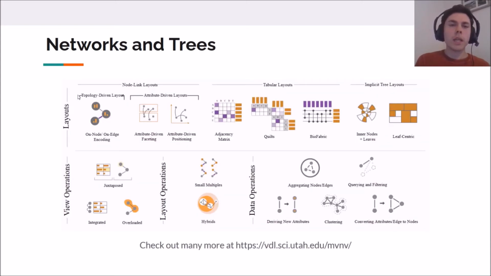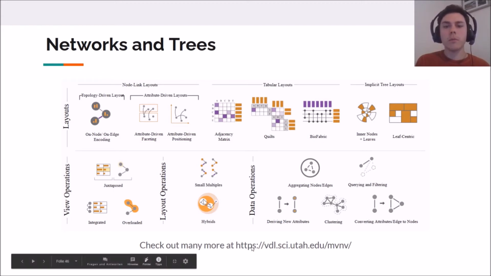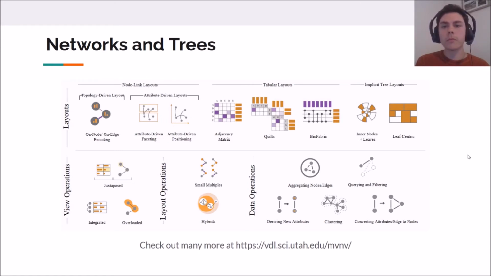This is why people came up with many more different ways of visualizing network and tree data. And for this kind of data, I just want to refer you to a really nice website about multivariate network visualization. They have a nice wizard where you can input certain things that you know about your dataset, and then it recommends which visualization techniques work well and which not so well.